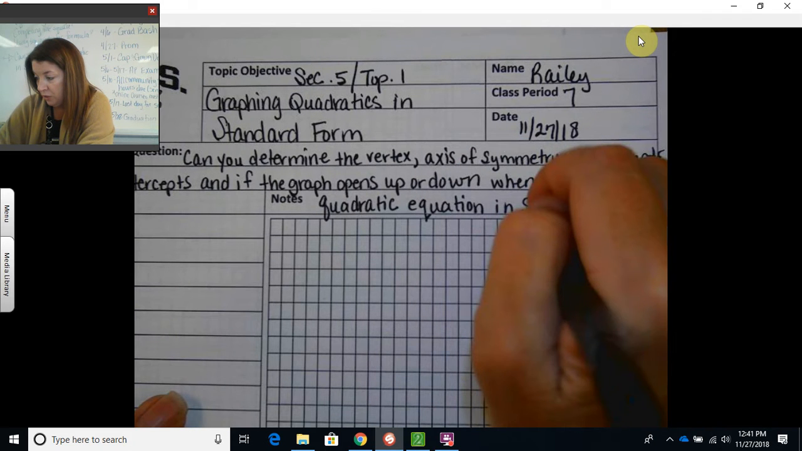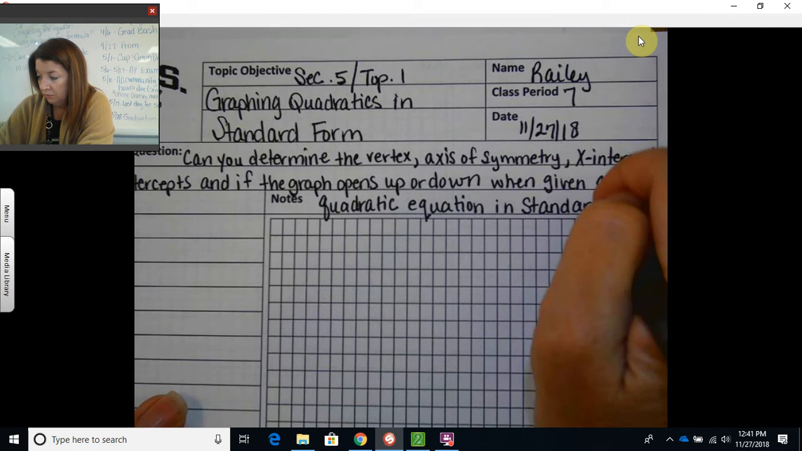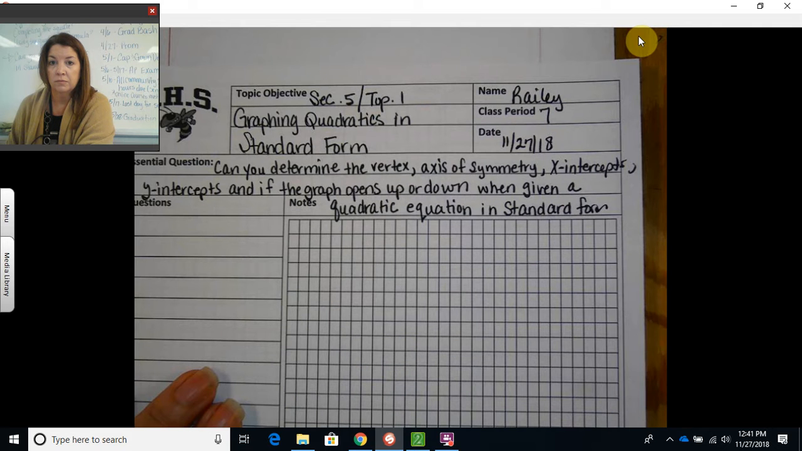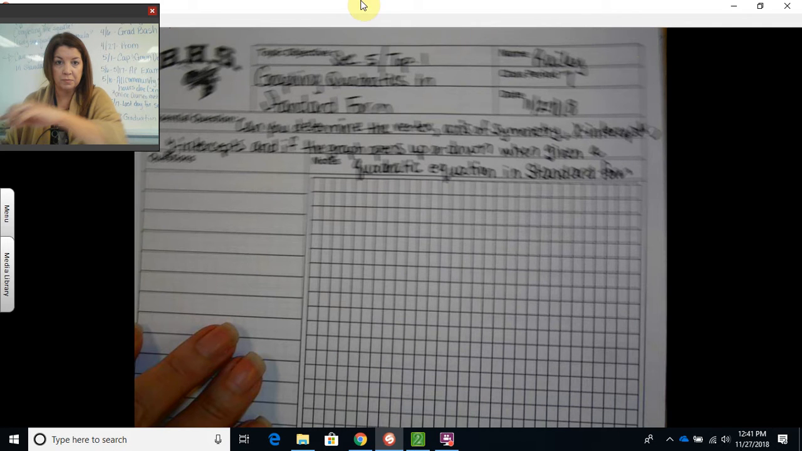If you can't see, you can move closer. No, your thing is cutting it off. You mean like that? Okay. A little picture smaller.